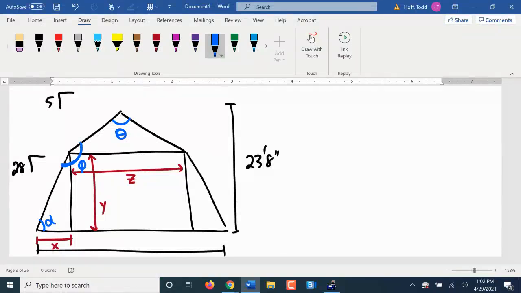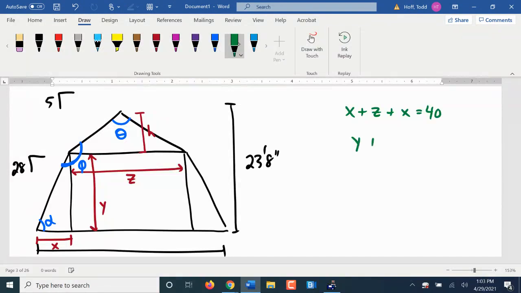And the final piece, I'll have you find this height here. I'm just going to call that h for now. So let's find all of those pieces. Well, we could go ahead and look at a system of equations, and we actually still will here. We know that x plus z plus another x equals 40 feet of span.